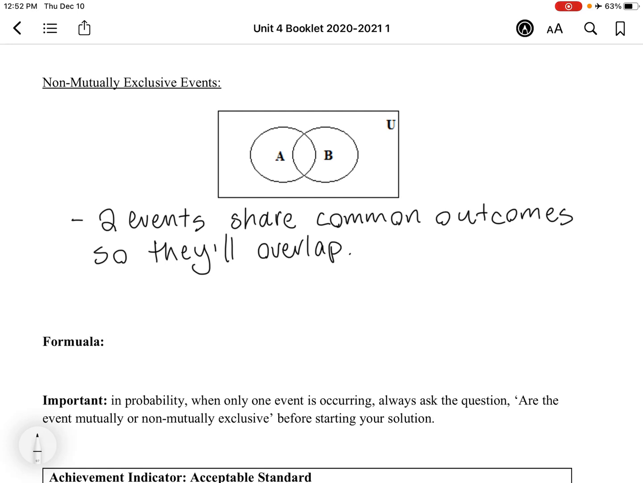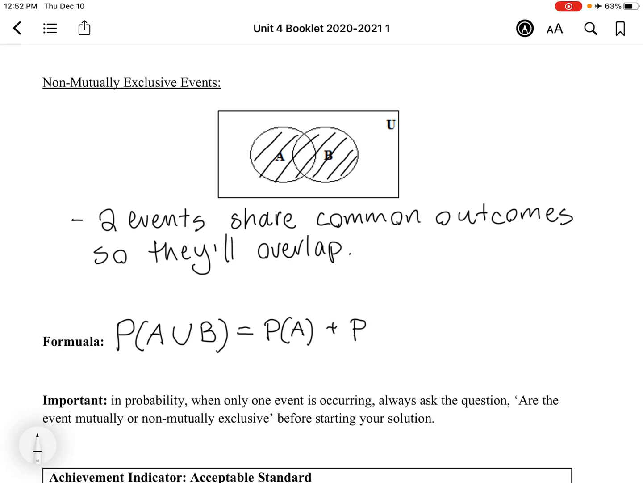Okay, so if we want to know, for example, what's the probability of A or B? A or B is like we're joining these two together. And remember, or is a union, so we use this sort of elongated U to show that it's a union. Well, that's going to be the probability of A plus the probability of B, but then we have to subtract the overlap because otherwise we're going to count it twice.